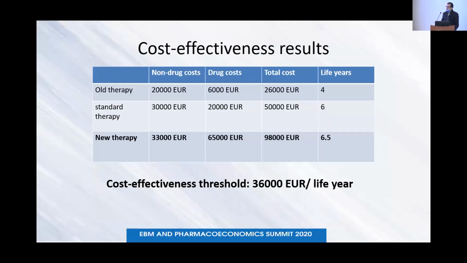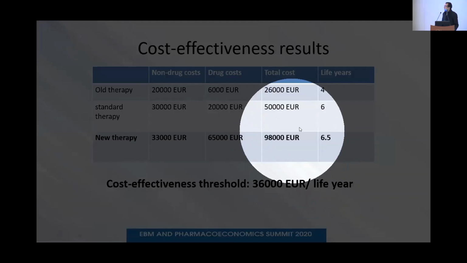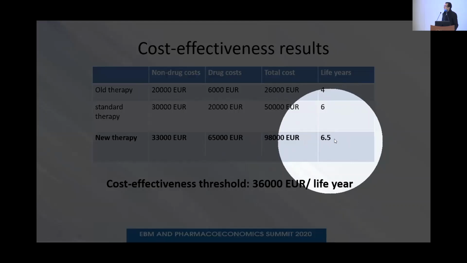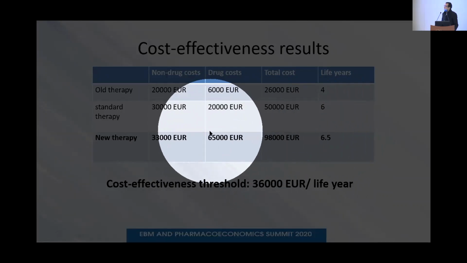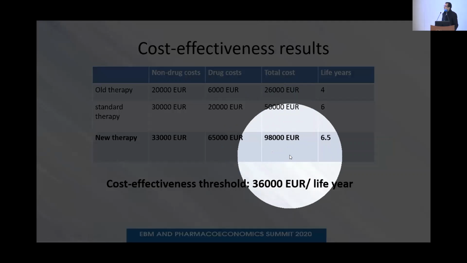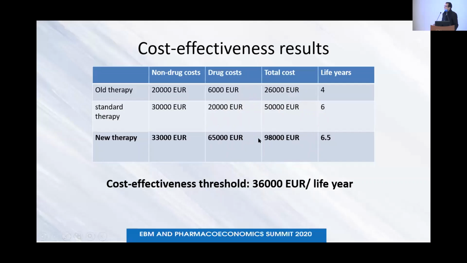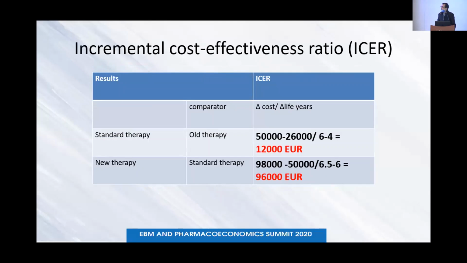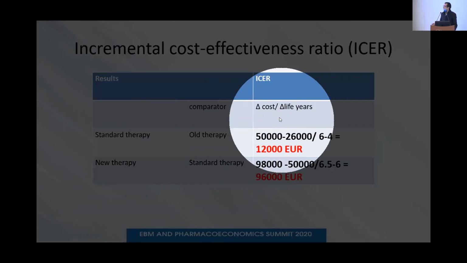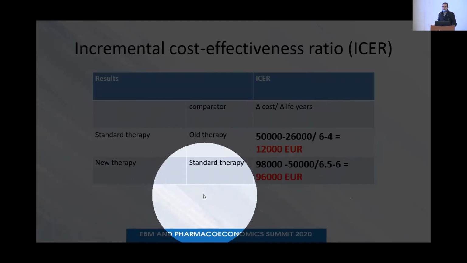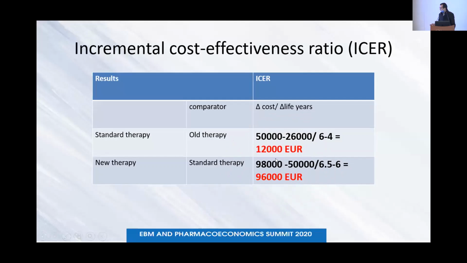Let's continue. After 6 months, a new drug is coming. Currently we have very early clinical trial data, and based on extrapolation, this new drug comes with an additional 0.5 year life gain, so this is 6.5, but it is combined with a higher cost, which is 65,000 euro. In total cost, it's about 98,000 euro. And as I said, the cost effectiveness threshold is the same, 36,000 euro per life year gain. If we do the ICER calculation and compare the improved therapy with the old treatment, the ICER was 12,000 euro. And if we compare the new treatment with the standard treatment, we will get an ICER of 96,000 euro.